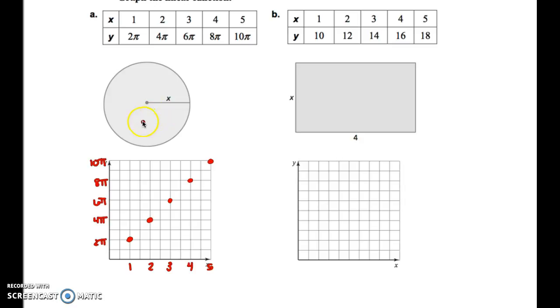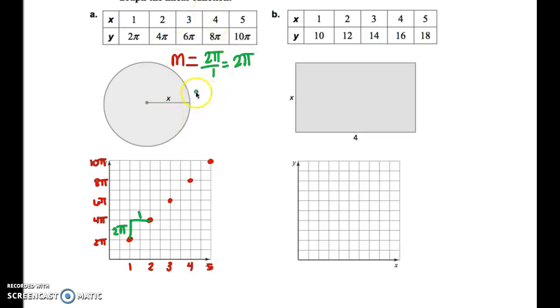Now, as for my equation, I notice whenever I go to do my slope, let's say I start at this point, I'm actually rising 2 pi. You have to keep the pi in there because it is technically a number. And then whenever I run, notice I'm only actually running 1. I'm running from 1 to 2, so that's only 1 space. So my slope is 2 pi over 1, or just 2 pi.